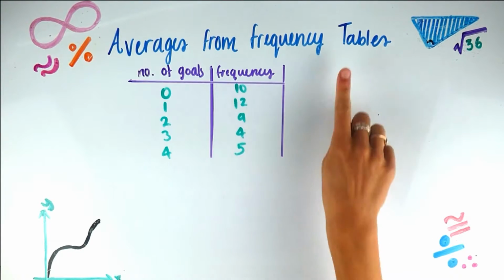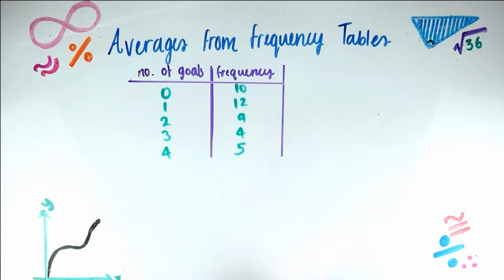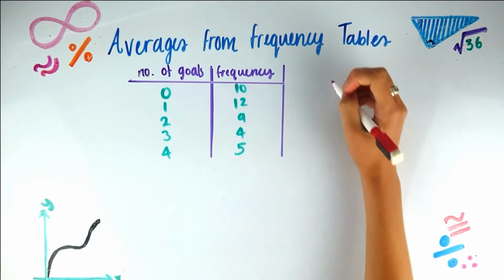So here is our frequency table, and in this example we're looking at the number of goals, so maybe in football matches, and then the frequency of that number of goals in each match. We're looking at averages, we're trying to find mode, range, median and mean, just looking at this table, and the mode, range and median are super easy.